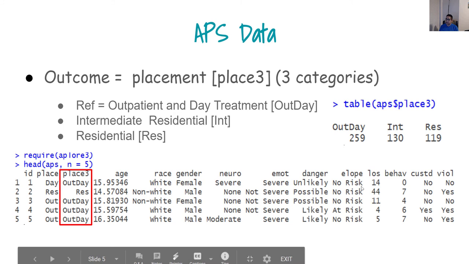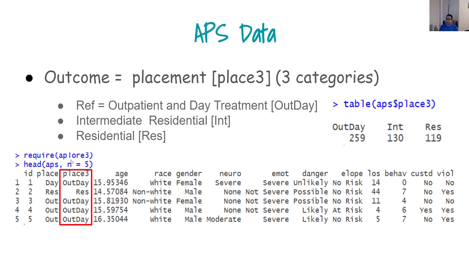And this particular data set that I'm showing here is known as the APS data, as I have mentioned earlier. And this data set is available in the aplore3 package, which comes with the textbook that we are following today. So if we table the place 3 variable, which is our outcome, we can see the frequency of the labels. So these are the 3 labels we are working with today.